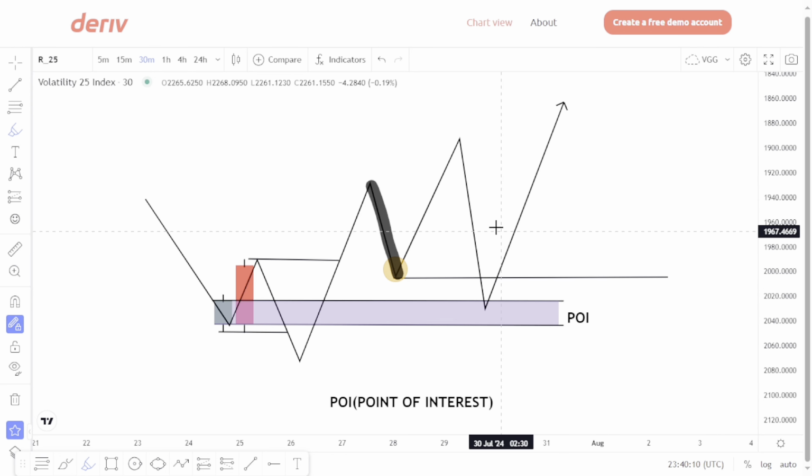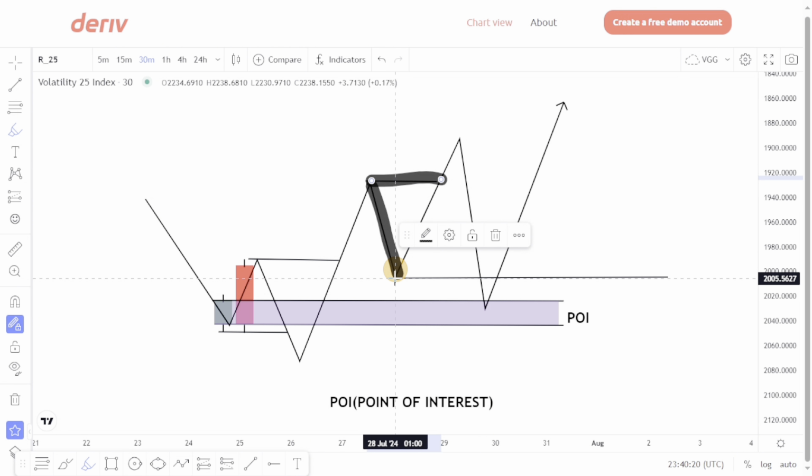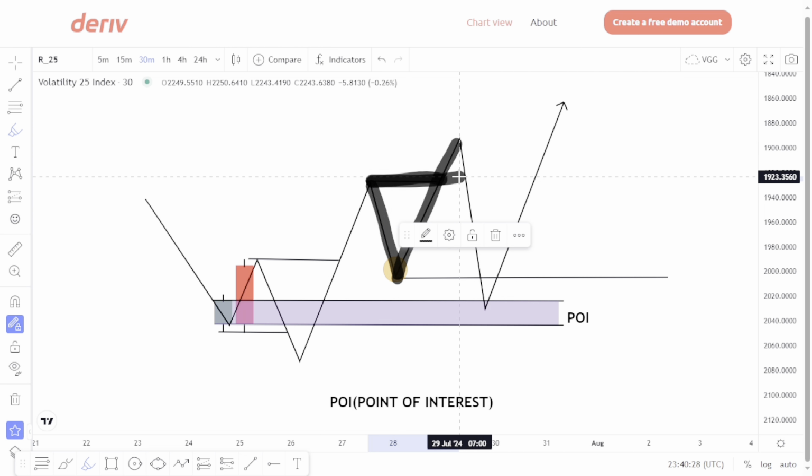So you want the market to actually take out this high here. Once the 50% retracement is complete, you want the market to sweep the liquidity above this area, the break of structure. If the market takes out the liquidity above that area, it's called a break of structure.